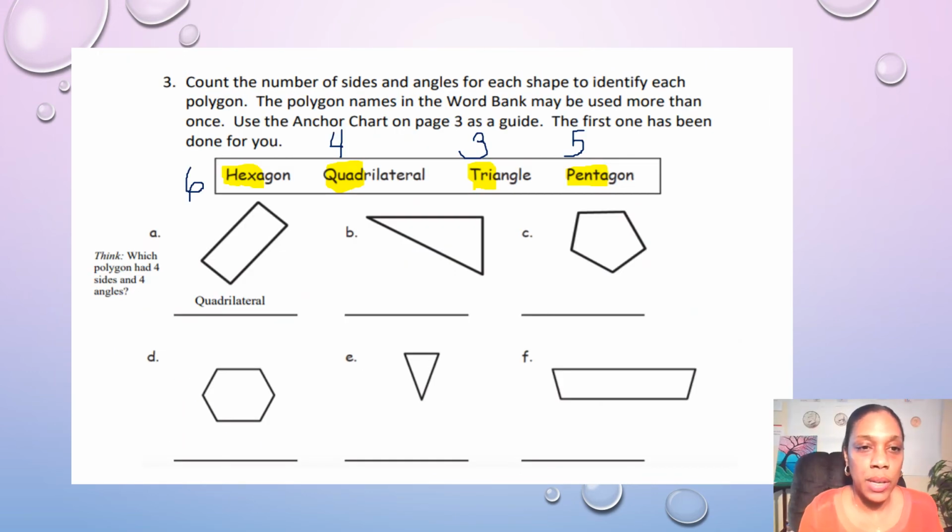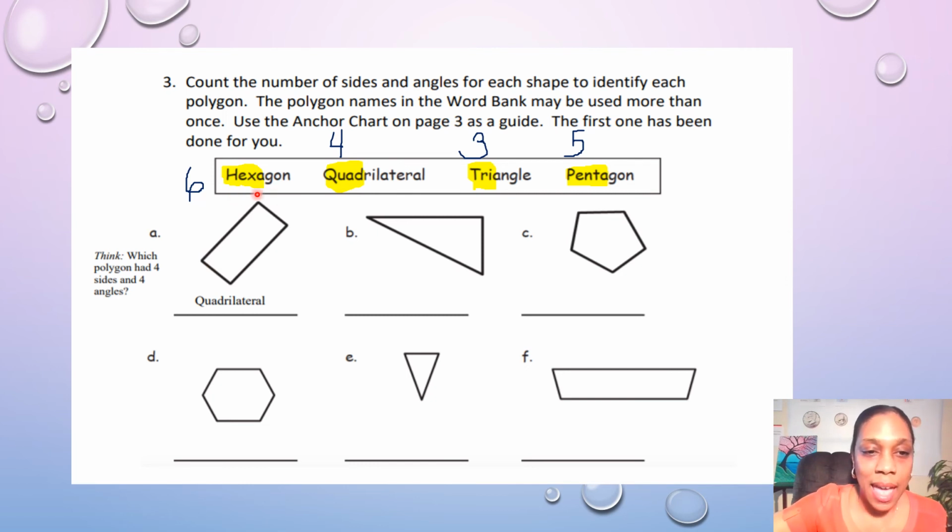So now we're going to look at part 3. Count the number of sides and angles for each shape to identify each polygon. The polygon names in the word bank may be used more than once. Use the anchor chart on page 3 as a guide. The first one has been done for you. So, as you can see, I've already highlighted the prefixes of the names of the polygons because the prefixes tell us a lot about the size and the shape of a polygon.